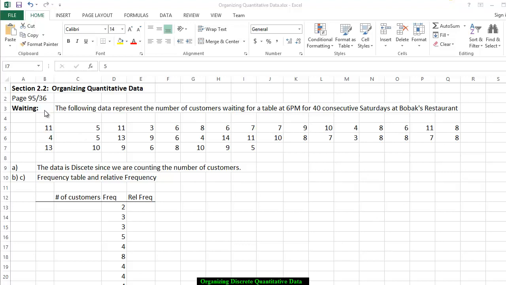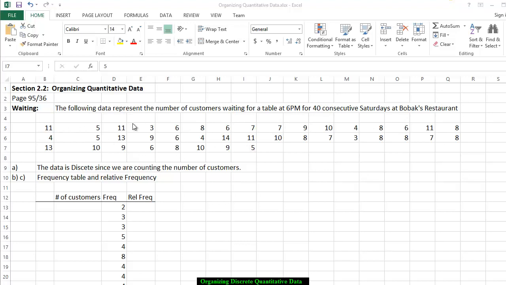Well, we're going to start with page 95, question number 36, which is entitled Waiting. The following data represent the number of customers waiting for a table at 6 p.m. for 40 consecutive Saturdays at Bobak's restaurant. So we have all the way from 11 to 5.